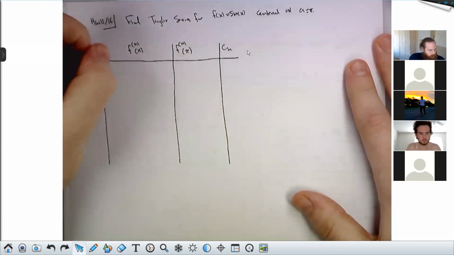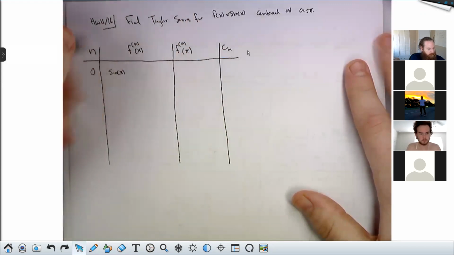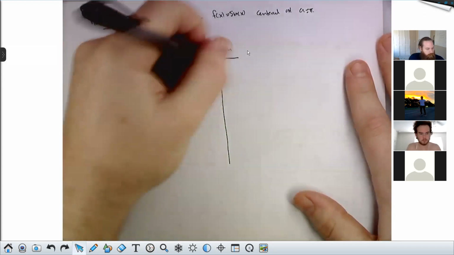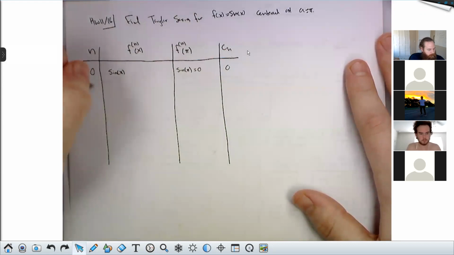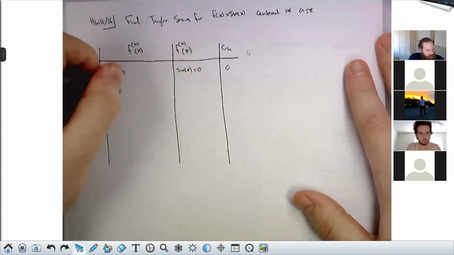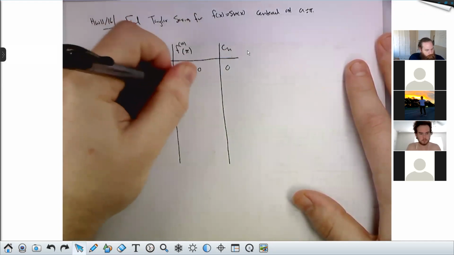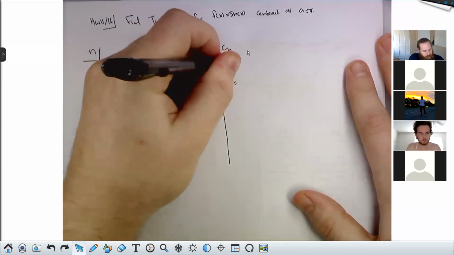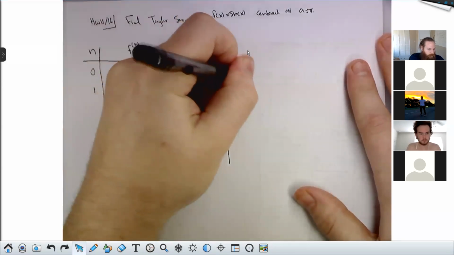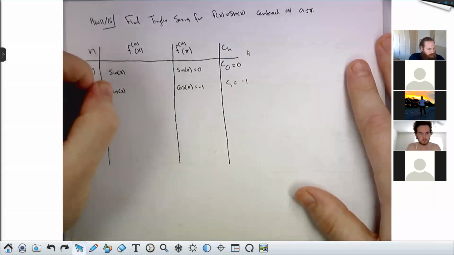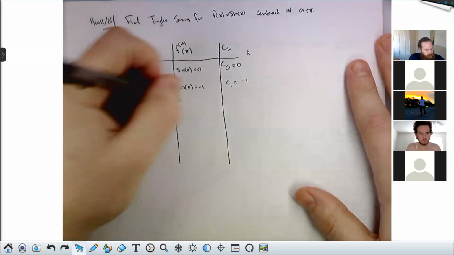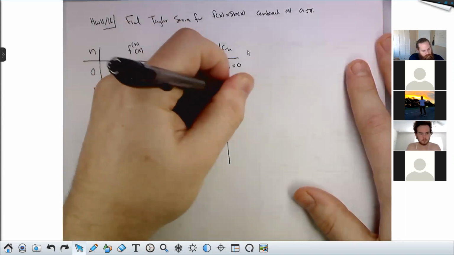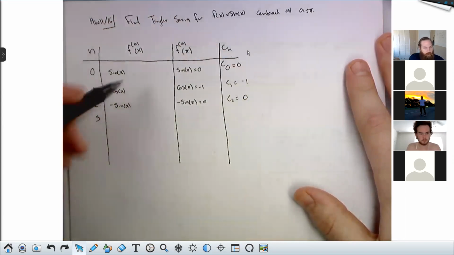When n is 0, if I differentiate 0 times, then my function is just sine of x. And when I plug in pi, sine of pi is 0. So C0 is 0. If I differentiate once, I get cos of x. The cos of pi is -1. So C1 is -1. If I differentiate twice, that's negative sine of x. The negative sine of pi is -0, which is still 0. So C2 is 0.